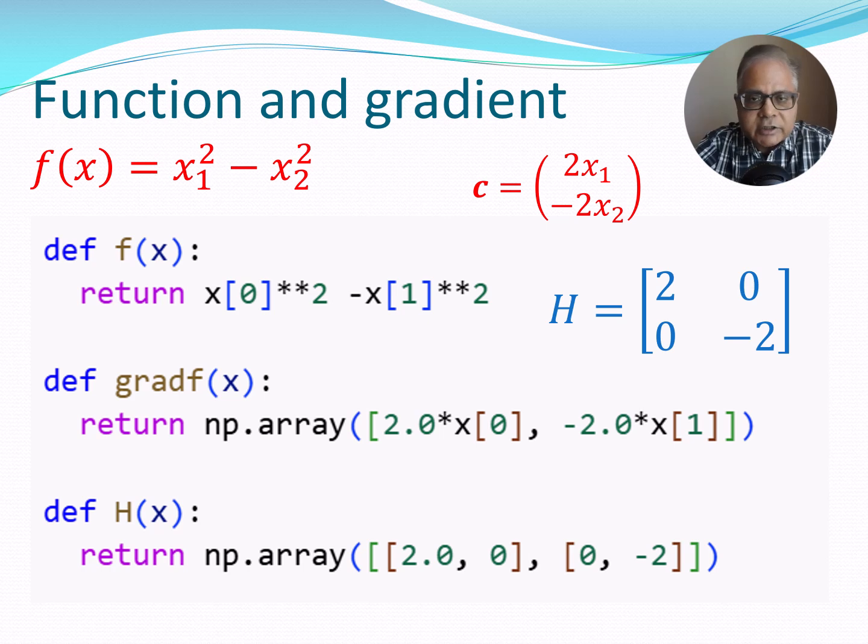Now we are going to unleash the Marquardt method on this function, but to do that let's first look at the function, the gradient, and the H matrix, and we define Python functions for these three values. This is the first function which returns x1 square minus x2 square. Then we get the gradient vector here, that is 2x1 and minus 2x2, and we get the H matrix here which is 2 0 0 minus 2. Of course, remember Python starts with 0, so x1 becomes x0 and x2 becomes x1.